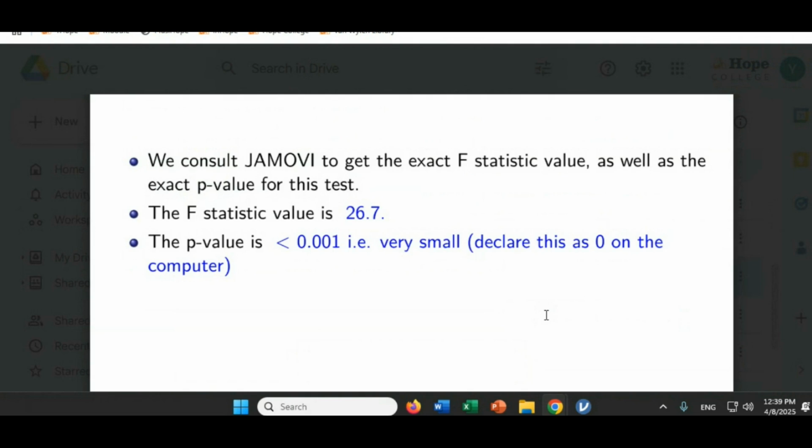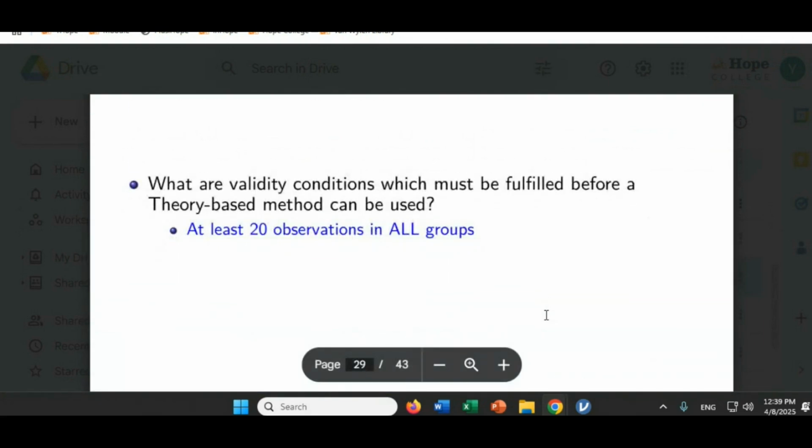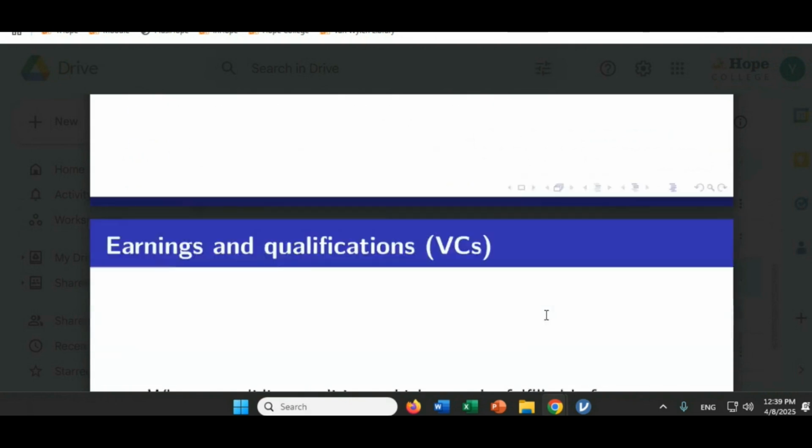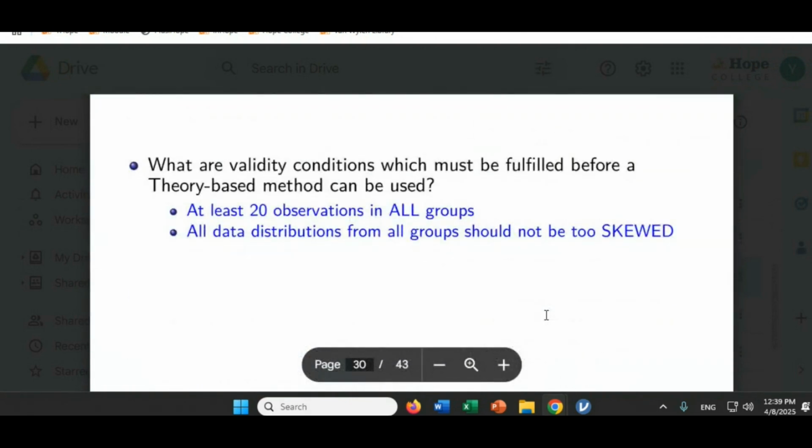Okay. So there are 3 VCs. You have told me 2 of them. At least 20 observations in all groups. That's the same. All the data should not be too skewed. And I hope you realize that you can check this by looking at Jamovi again.